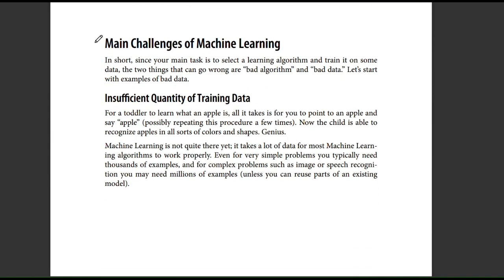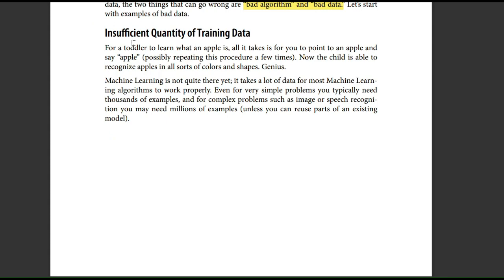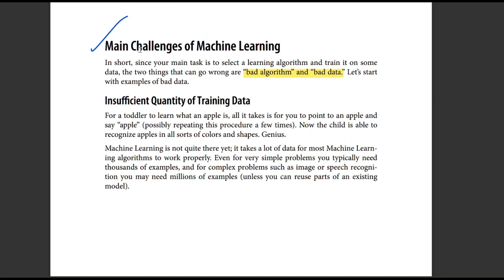We're summarizing all of it. So you know what machine learning is, why it is useful, what some of the common categories of machine learning systems are, and what a typical project workflow looks like. Now let's look at what can go wrong in learning and prevent you from making accurate predictions.